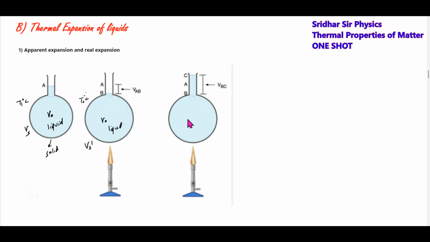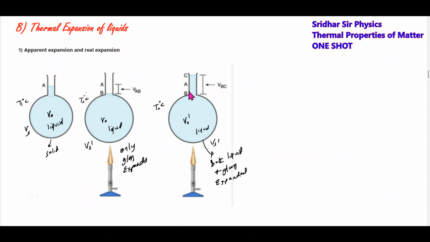Then the level of the liquid also will increase. Then that of the glass, this is at T2 degrees Celsius. So first here only the glass expands. Both liquid and glass expanded here. So what is the real expansion?